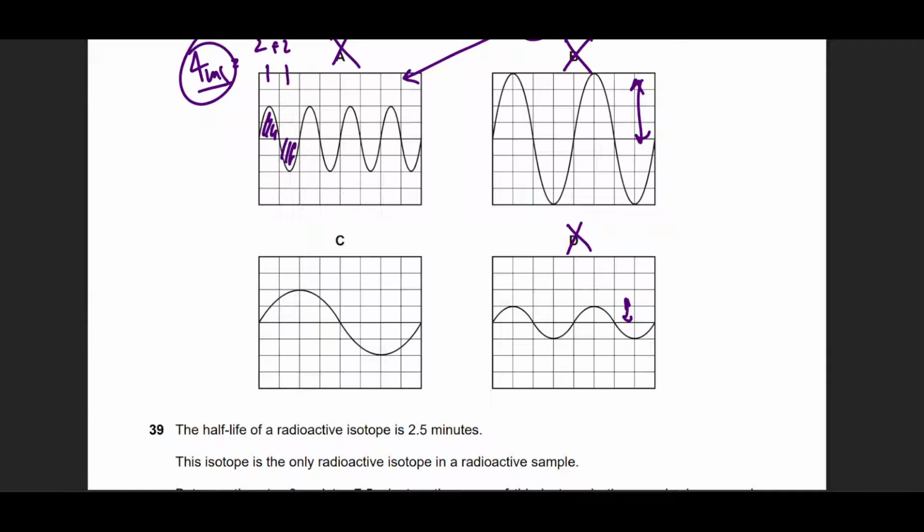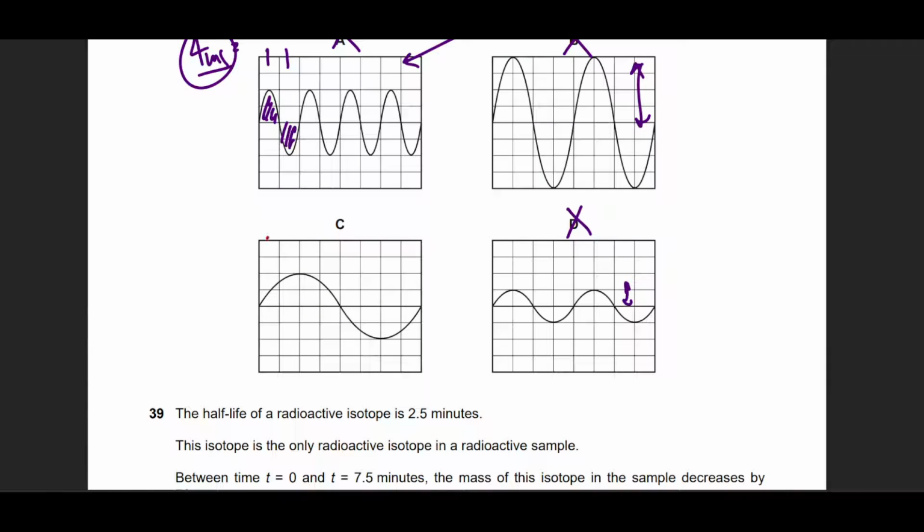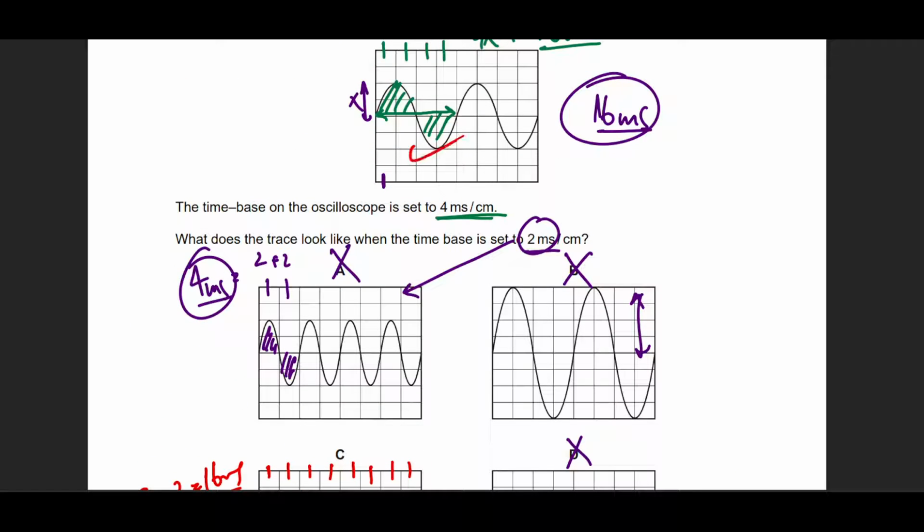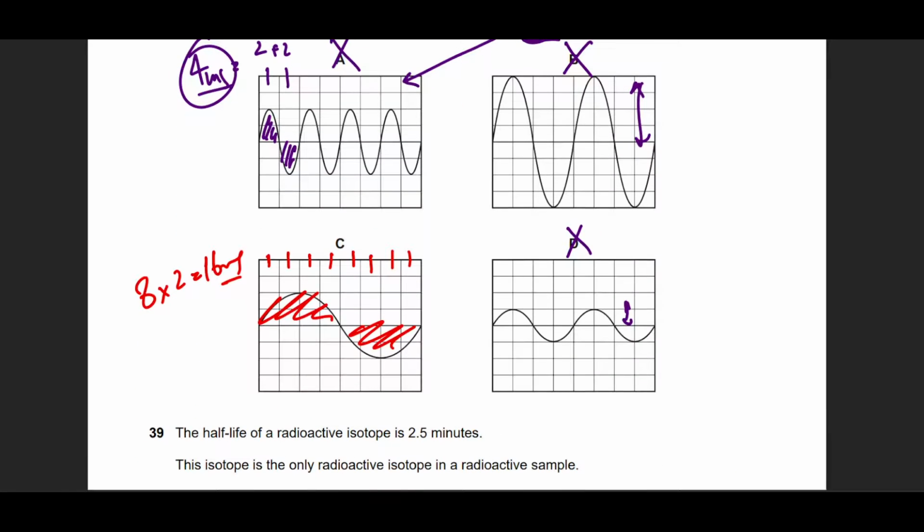But let's solve option C as well. One box represents 2 milliseconds. So 1, 2, 3, 4, 5, 6, 7, 8, because the whole wave is taking 8 boxes now. So 8 multiplied by 2 is again 16 milliseconds, which means that I am still representing my original wave, which means that option C is the correct answer.